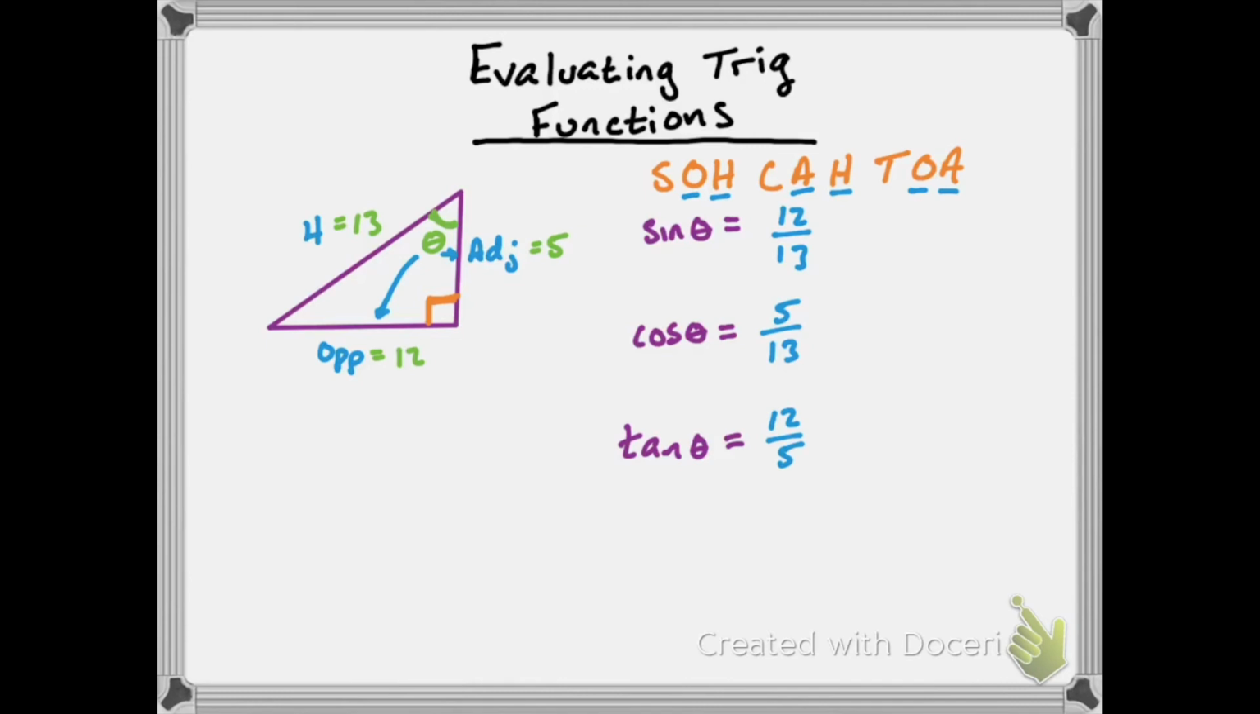To find the reciprocal functions, cosecant, secant, and cotangent theta, we can just take our answers from the first three functions and flip them. So our cosecant of theta will be 13 over 12, secant will be 13 over 5, and cotangent of theta will be 5 over 12.